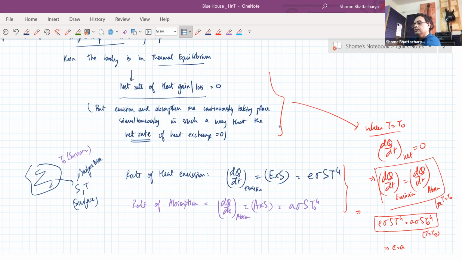Can the rate of heat emission and absorption be 0? No, it cannot be, because 0 Kelvin does not exist in practice. Remember, T and T naught are temperatures in Kelvin. Other than absolute zero, which is a theoretical state where all molecular activity ceases, it cannot exist.